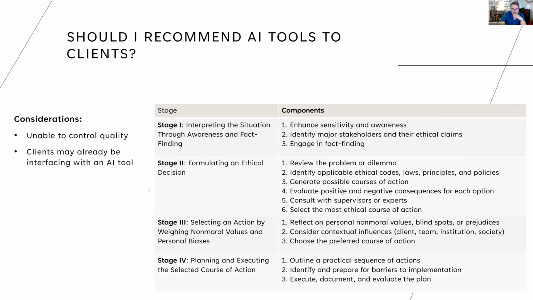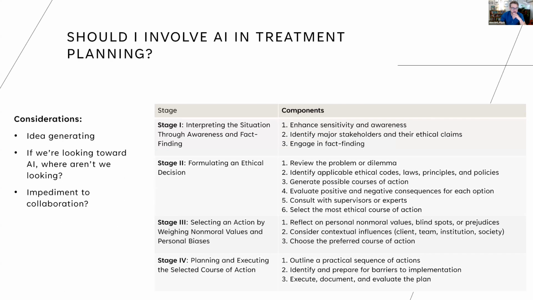Just coming up on about 10 minutes left, so I want to go into some of these other questions. Should I involve AI in treatment planning? AI can be good at idea generation. If we were to give it a prompt of, for someone with depression, what would be a good course of treatment? AI is potentially going to give us lots of options.